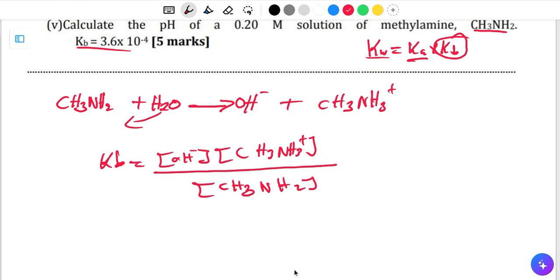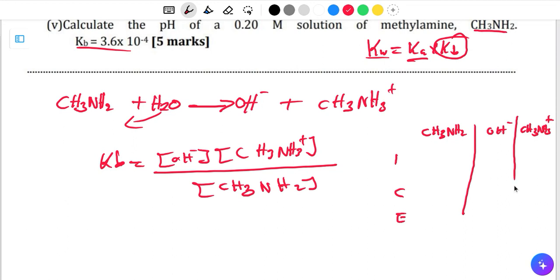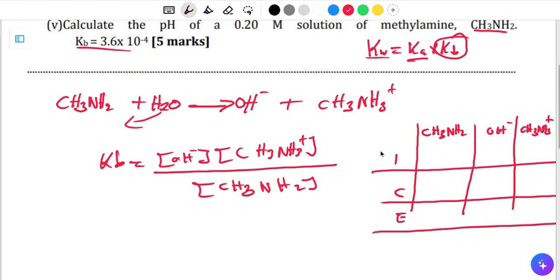So let's write the ICE table. We have methylamine, we also have hydroxide, and we also have the methylamine ion. So initially we have 0.2 of methylamine, then 0 hydroxide and 0 methylamine ion. In terms of the ratio, it's 1 to 1 to 1. So it's minus x, then plus x, then plus x.